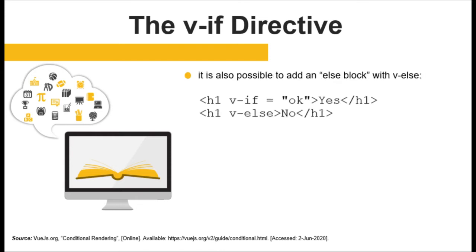It is also possible to add an else block with v-else, which means if this particular if condition will not be equivalent to true, it will automatically render the v-else inside our HTML page. If the value of ok as a property defined inside the data model evaluates to false, then the h1 having no as the text will be shown in the HTML instead.